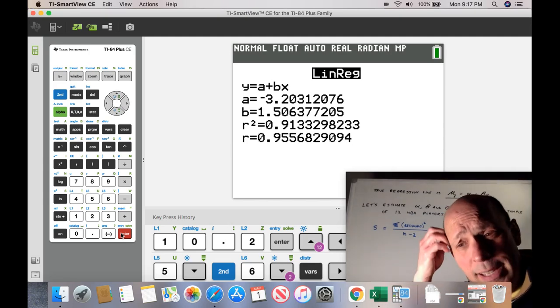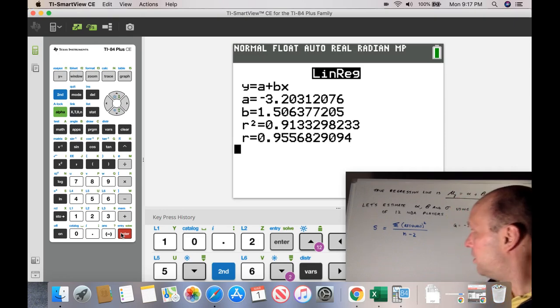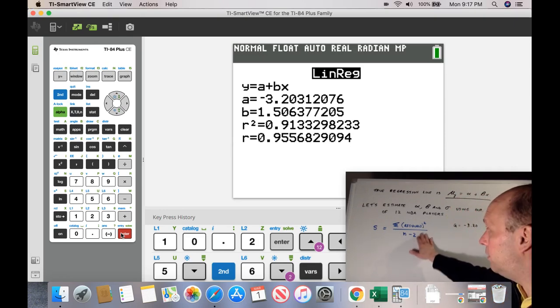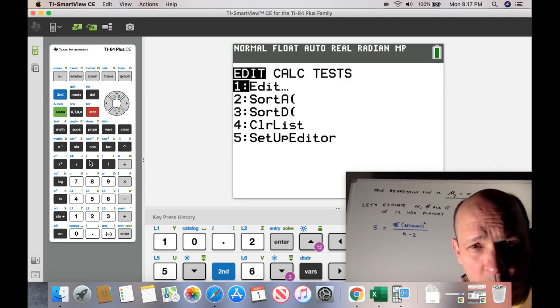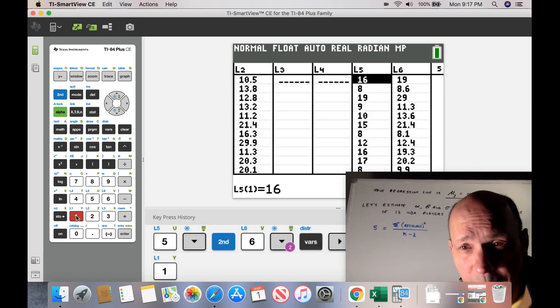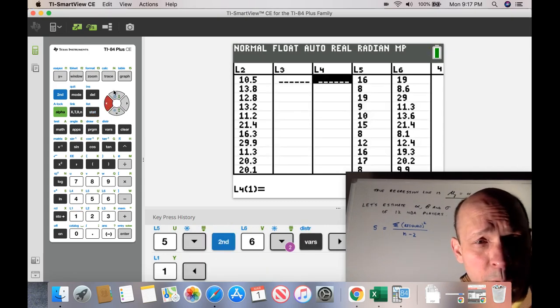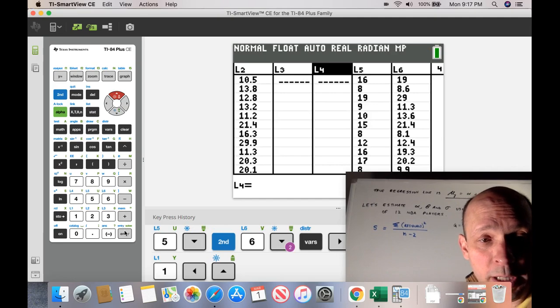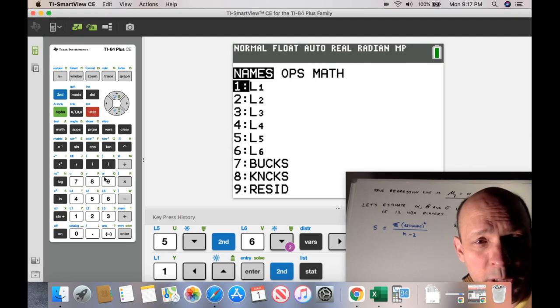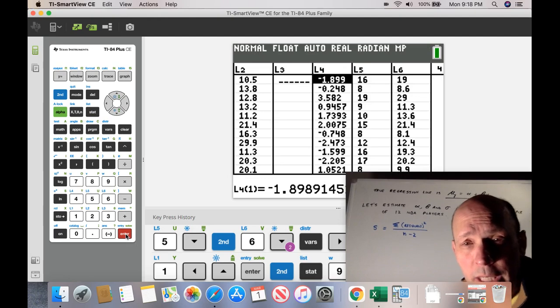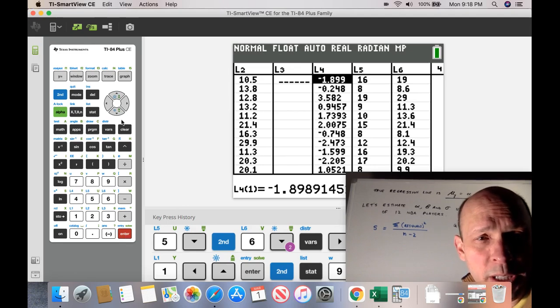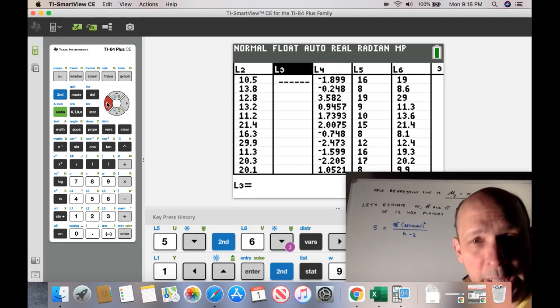But now I'd like to get S. S is the sum of the residuals squared divided by n minus 2. Now that we've run the regression, it has stored the residuals in that list called resid. So if I hit stat edit, I might as well just put them in L4. Let's highlight L4, hit enter, and then second list, and then find resid in your list. And it'll put all the residuals in here. If we added all these up, we'd get 0. So we're going to square them all. Let's put the squared residuals in L3.